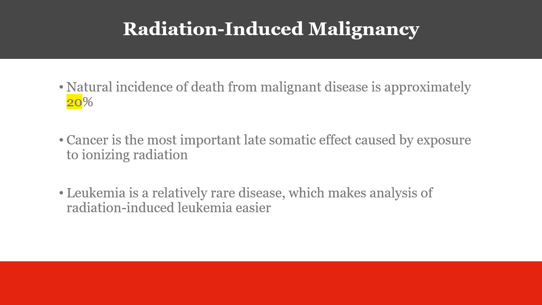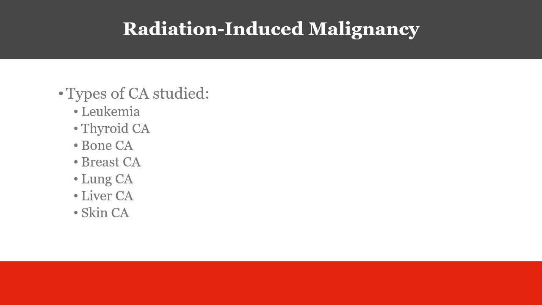Leukemia, since it's such a rare disease, made analysis of that type of malignancy easier. There's a lot more data on leukemia than the other types of cancers. So types of cancer studied, as you can see here, there's a pretty good list. We'll start off with leukemia. It ends up being kind of a history lesson as far as what has happened with each one of these, and I'm going to keep the history kind of short because the registry is not going to test you as much on history.